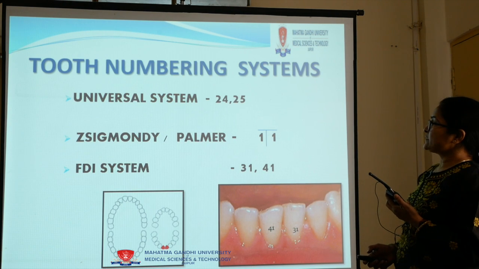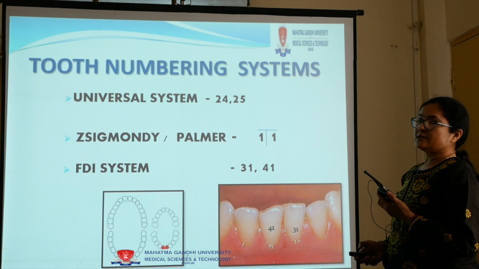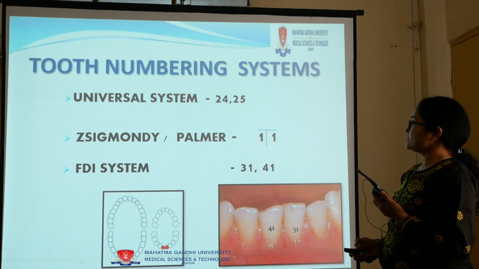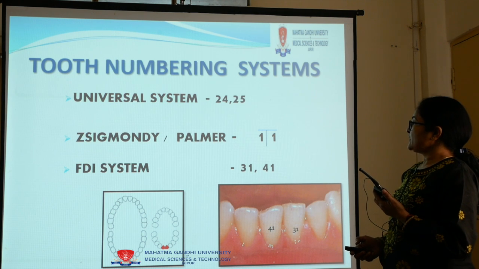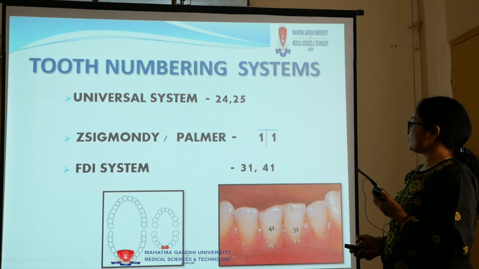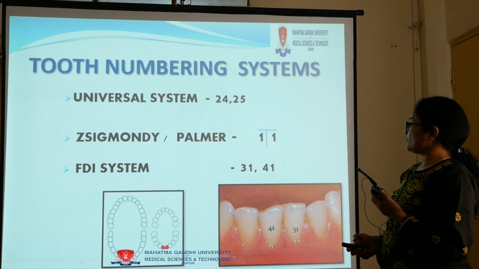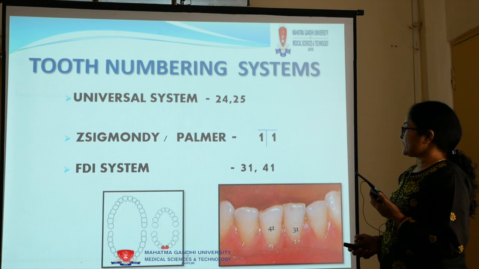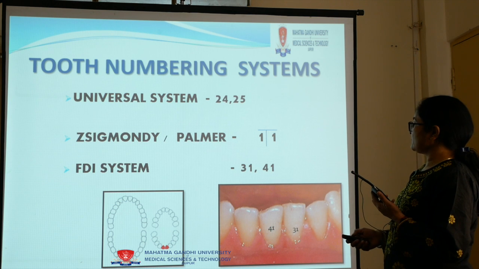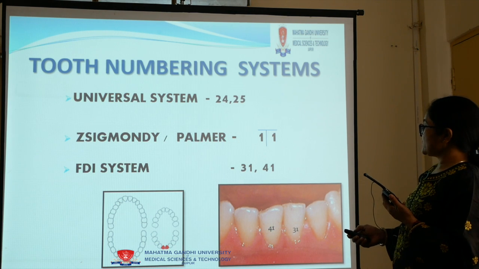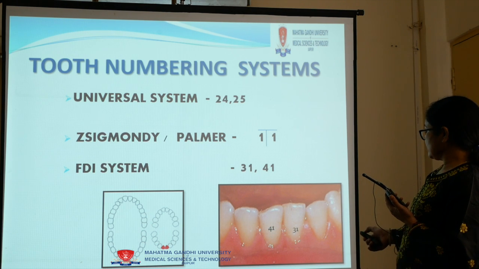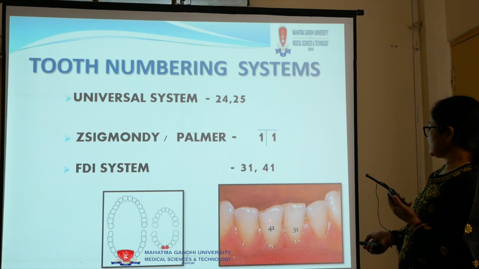In the tooth numbering system, in the Universal system, the left mandibular central incisor is given 2-4, and the right mandibular central incisor is given number 2-5. In Zsigmondy-Palmer, it is given 1 when the quadrant is open towards the left side and when it is open towards the right side. In the FDI system, 3-1 is given for the left mandibular central incisor and 4-1 is given for the right mandibular central incisor. So this is 3-1 and this is 4-1.